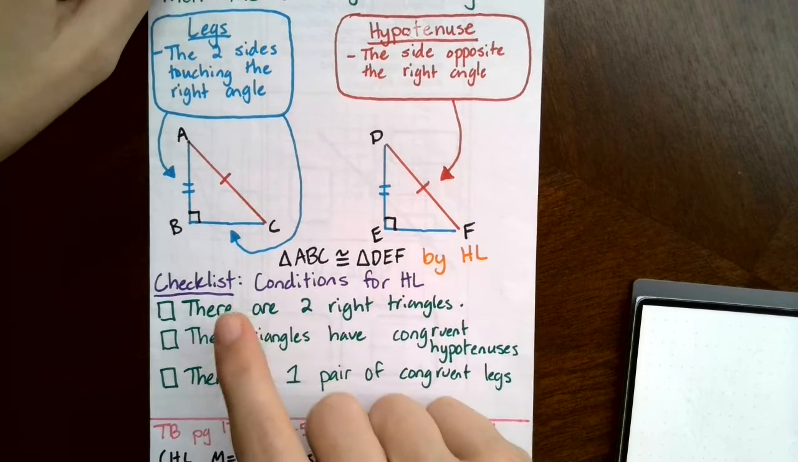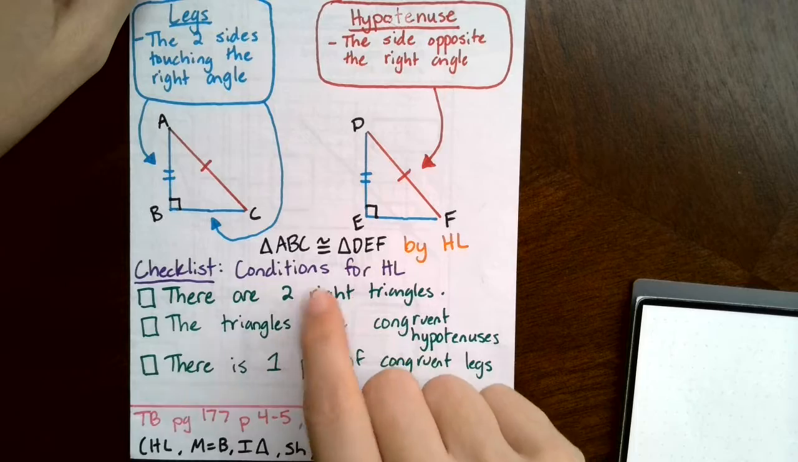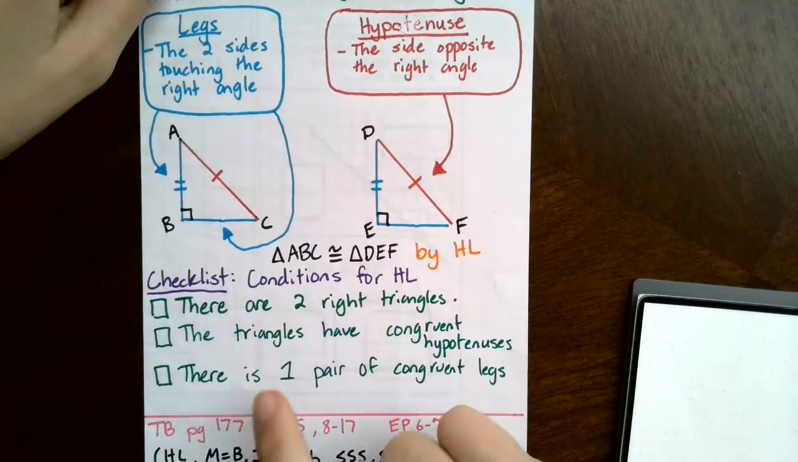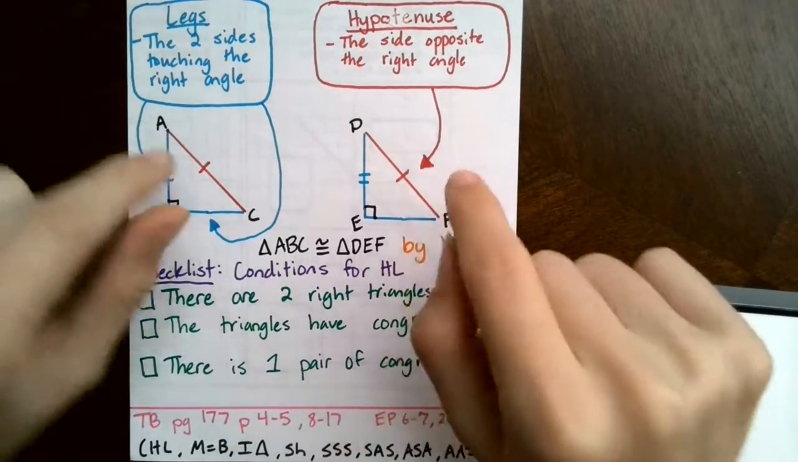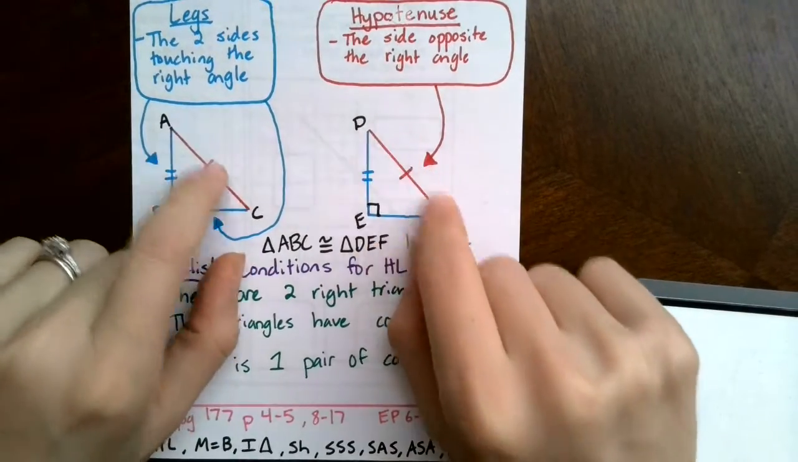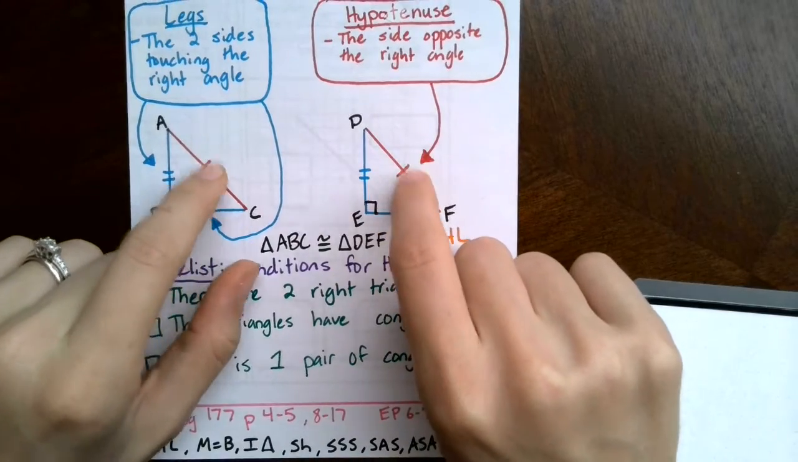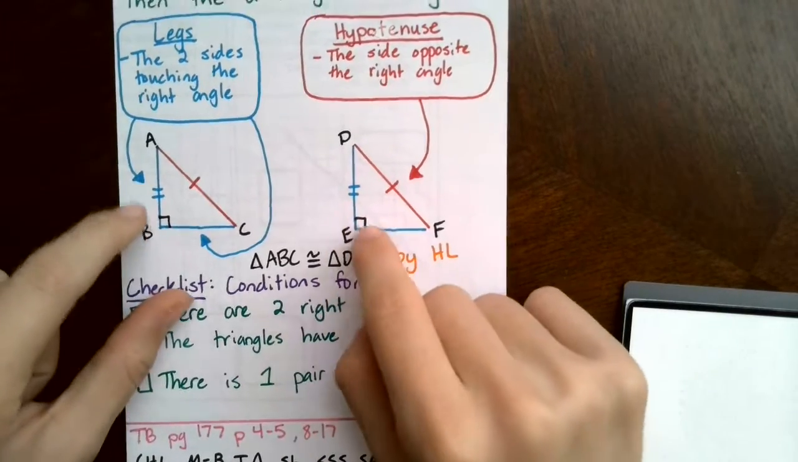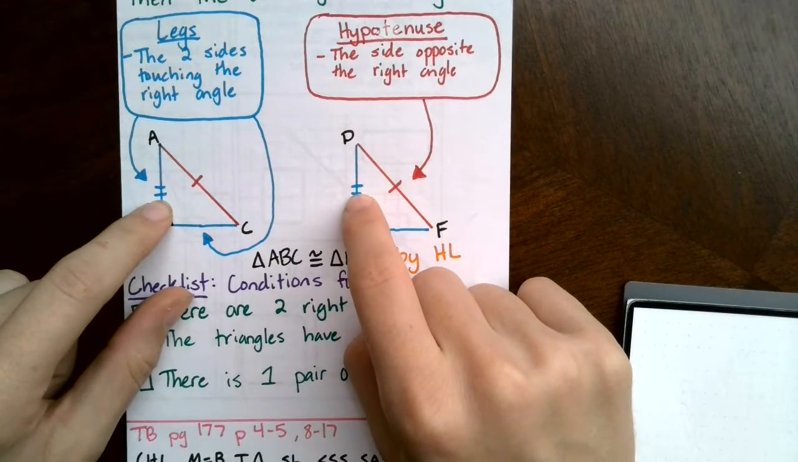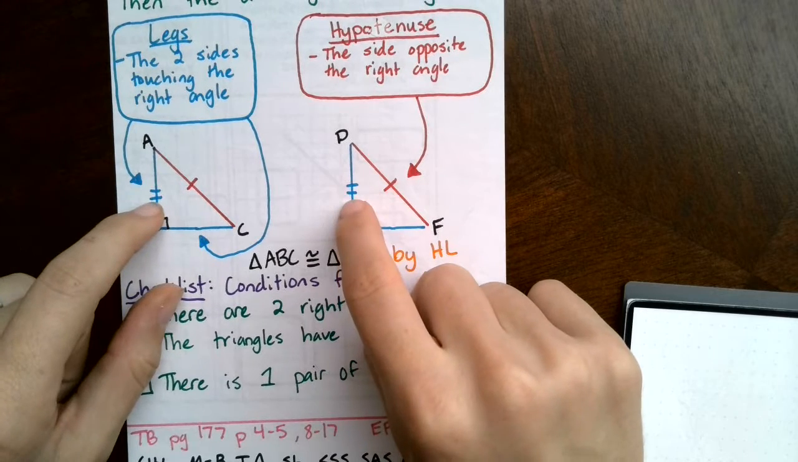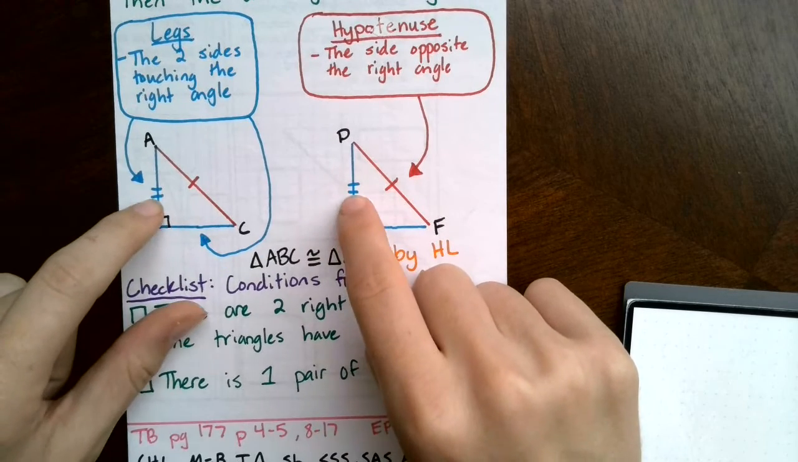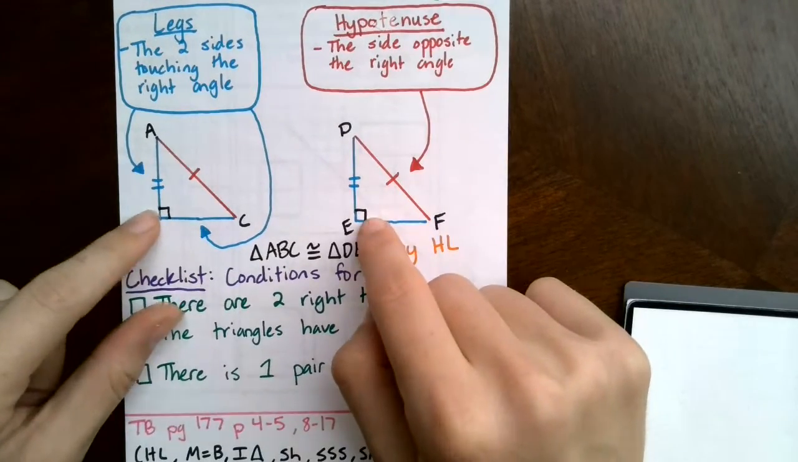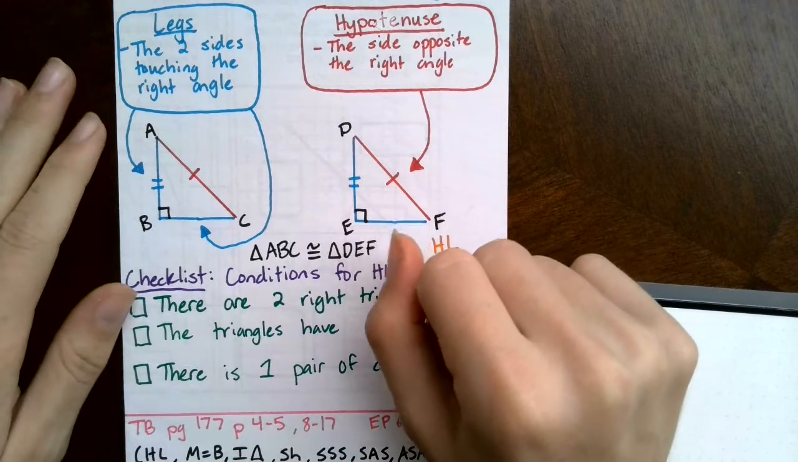Okay. First of all, two right triangles. They have to be right triangles. They have to have a right angle. If there's no right angle, you can't use HL. The triangles must have congruent hypotenuses. So the side across from the right angle, those have to be congruent no matter what. And then there's one pair of congruent legs. So these legs right here, it could be this leg and this leg, or this leg and this leg. The point is that they are congruent. So if they have a pair of congruent legs, congruent hypotenuses, and it's a right triangle, then this works.